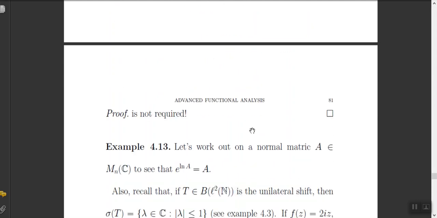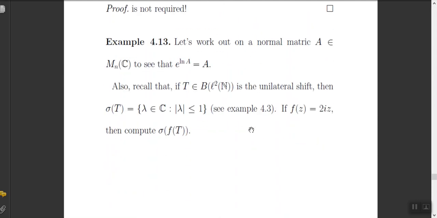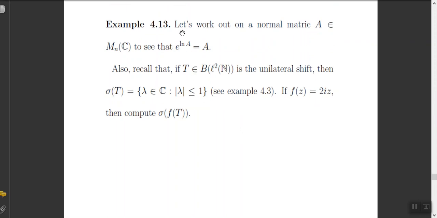Okay, so the proof is not required. Now, regarding the spectral mapping theorem, I'm going to give you one example. But okay, this one is not required. We don't need this. You can remove this. I'm not going to discuss it. It is interesting, but it's not necessary. So you can remove this. But we are going to talk about this example.